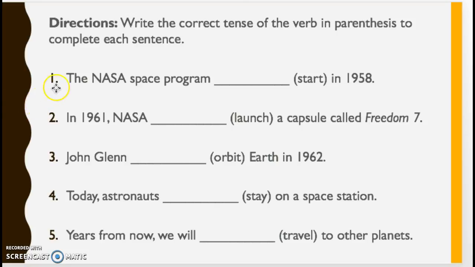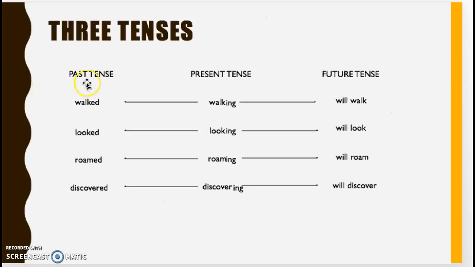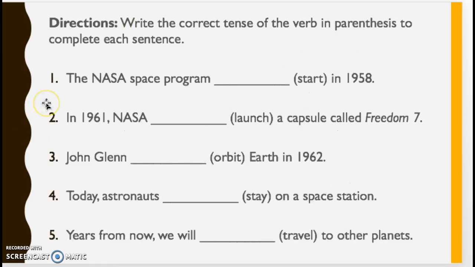Okay, so if we look at number 1, we have to take this word in parentheses and decide, do we need to show its past tense, its present tense, or its future tense? Now let me give you a hint. When you read a sentence, to decide the tenses, you need to look at the other words in the sentence. So for example, if I look at number 1, it reads, the NASA space program blank in 1958. Well, I need to take the verb start, but I need to know, is this space program happening in the present, the past, or in the future?